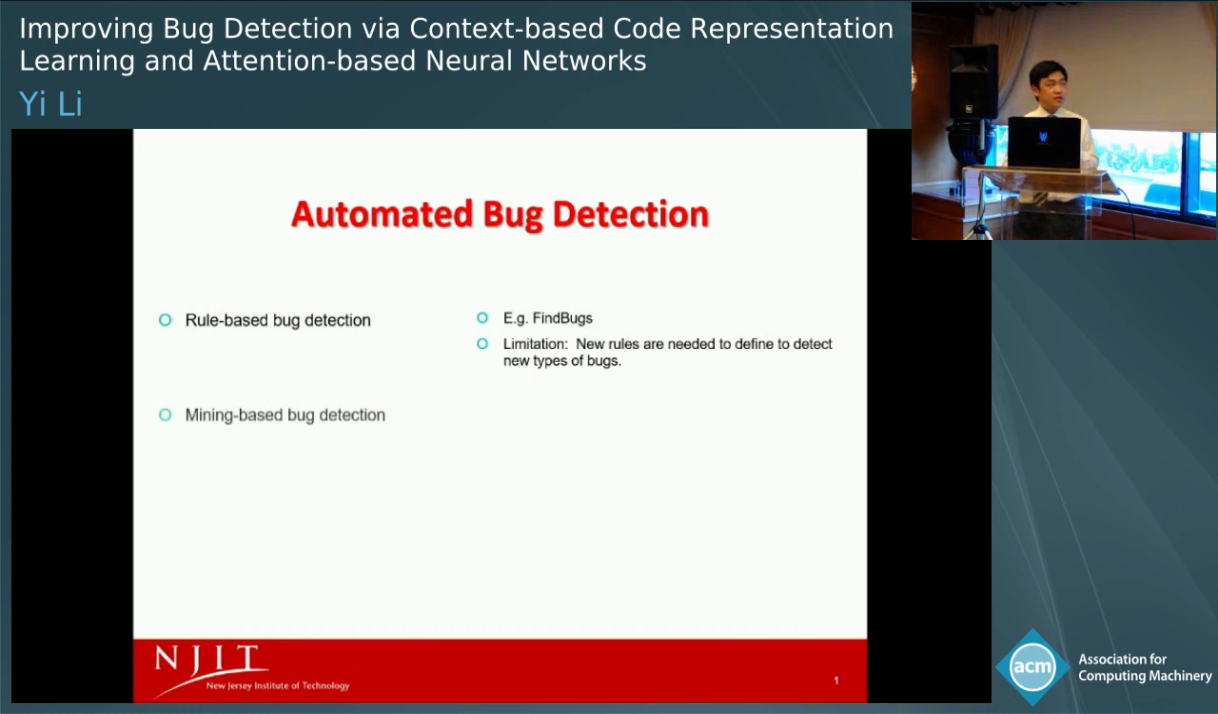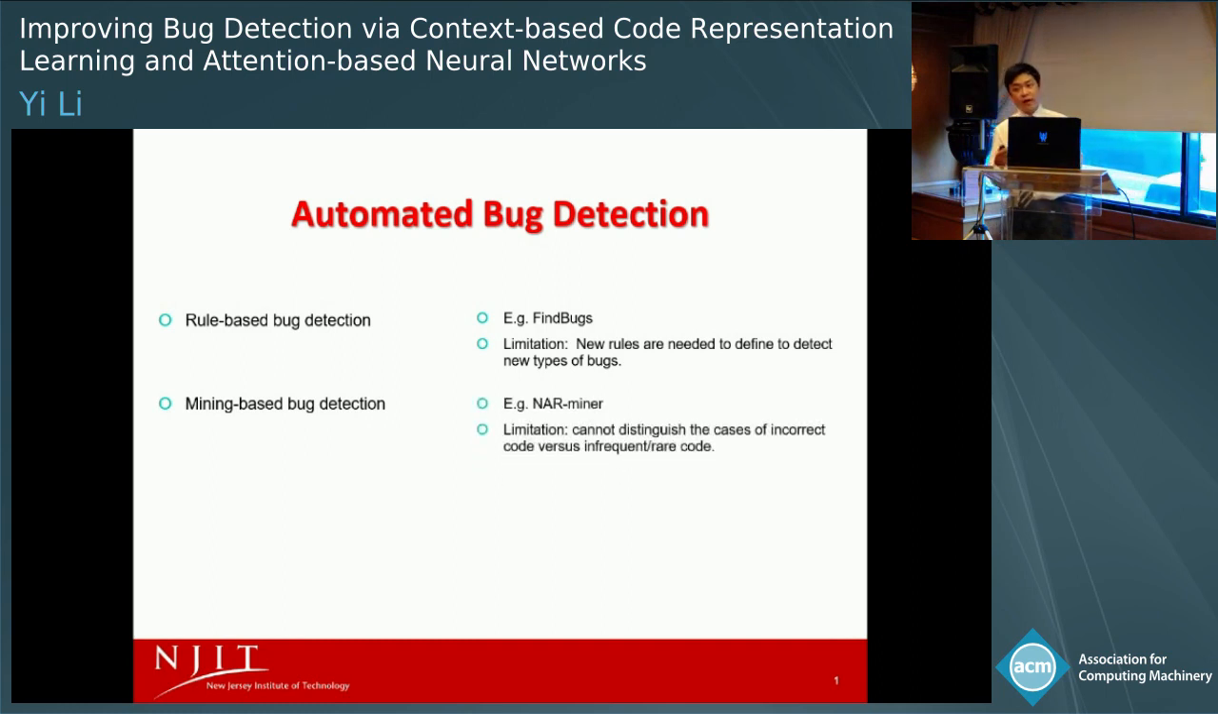The second type is mining-based bug detection approaches, for example, NAR-Miner, which is a very recent study. The limitation of this type is that these approaches cannot distinguish the bugs in some infrequent code snippets and situations. So they often have a very high false positive rate when you're running this kind of tools.